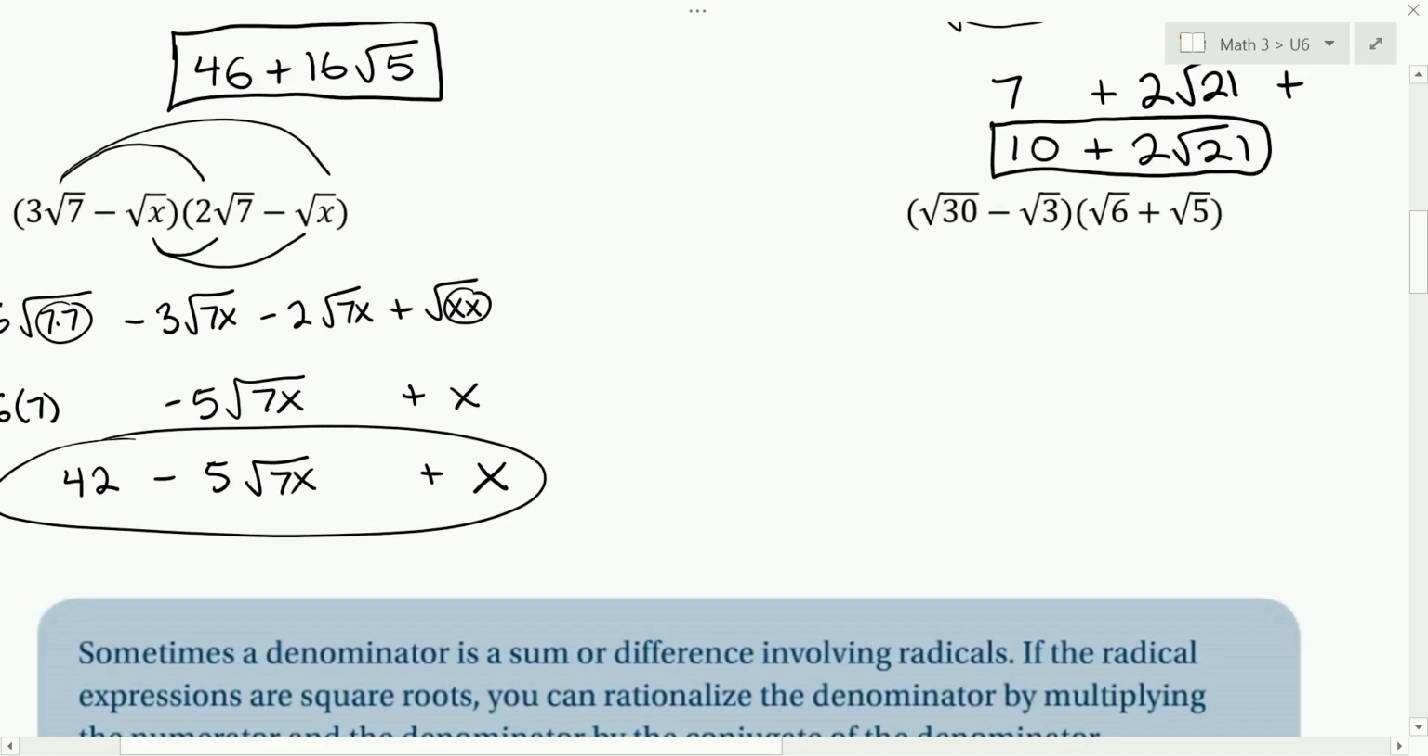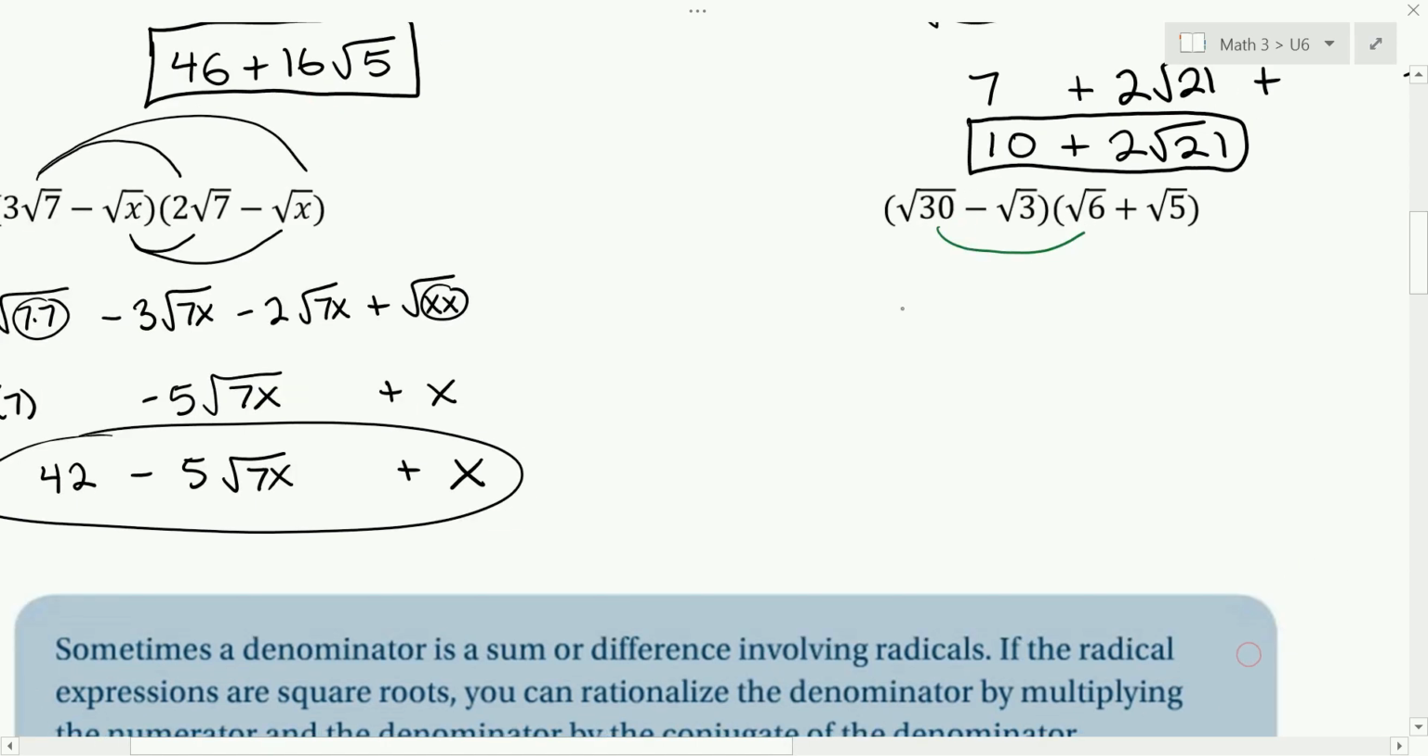All right, and then the next part, square root of 30 minus square root 3 times square root 6 plus the square root 5. Braden, lead us through that one. Okay. Okay, what do you get? Just do 30 times 6. Good idea. Good idea. Okay, keep going.